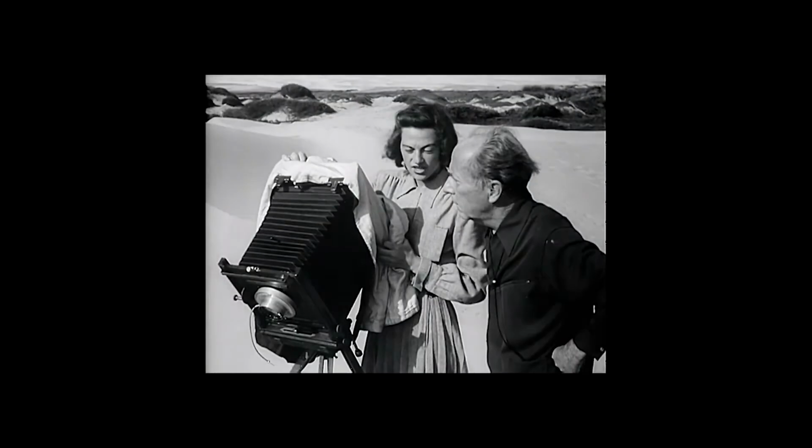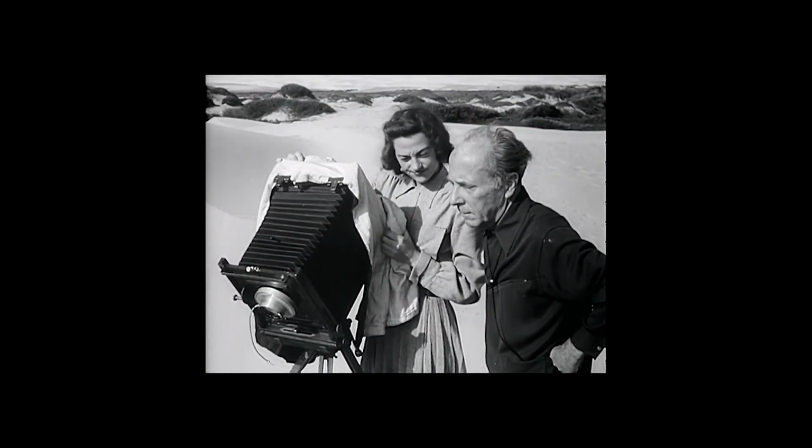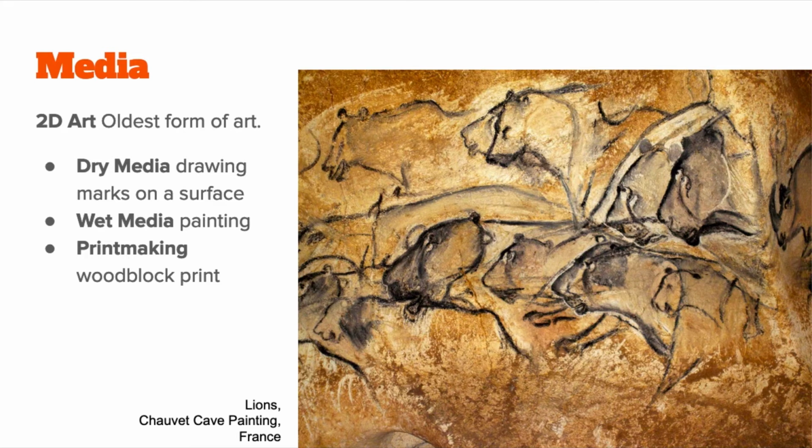The textbook uses very general terms to define media. It breaks it down into two categories. We have 2D art and 3D art. 2D art is one of the oldest forms of artwork, and it seems to be innate in humanity. We have other categories in media. It could be considered dry media, wet media, or printmaking.